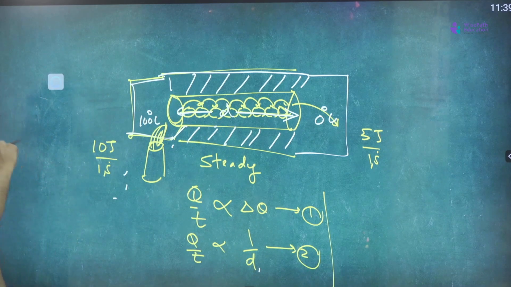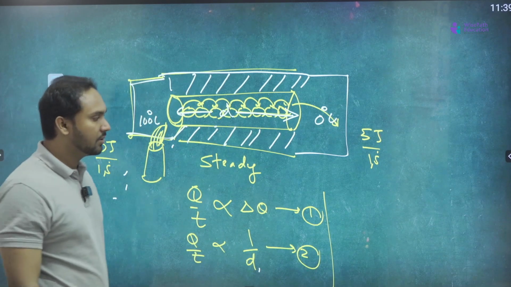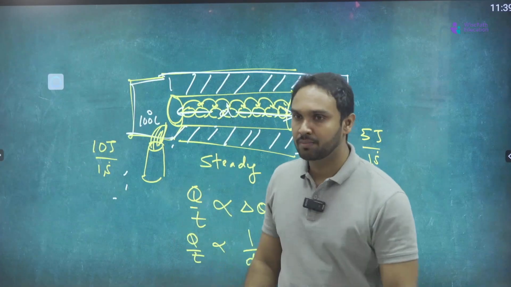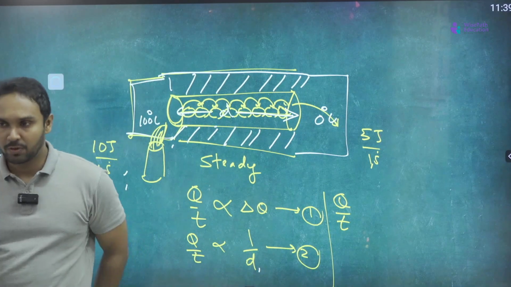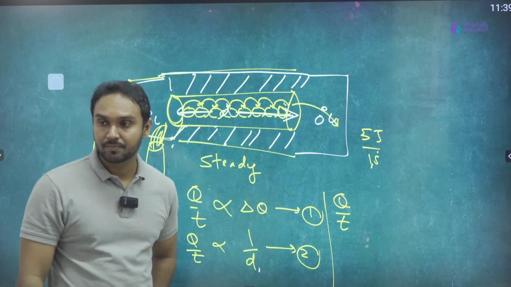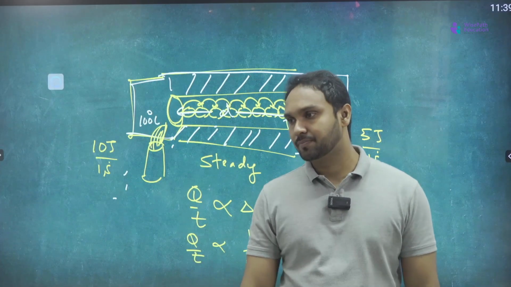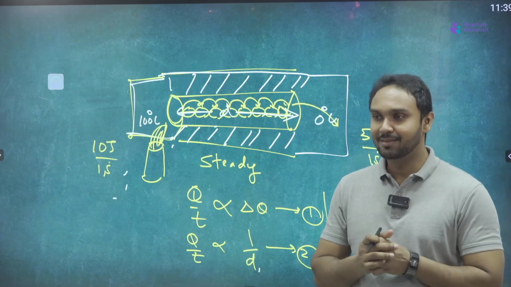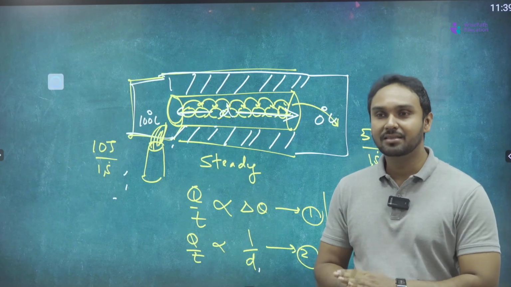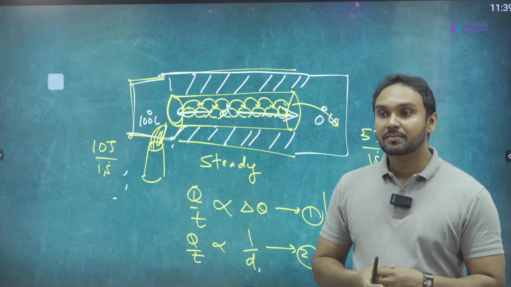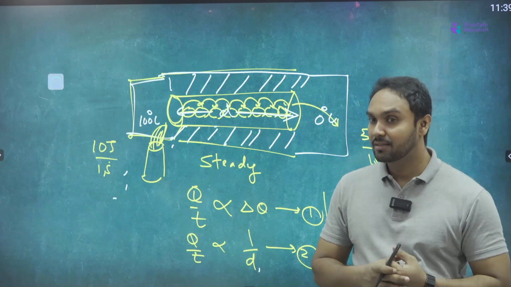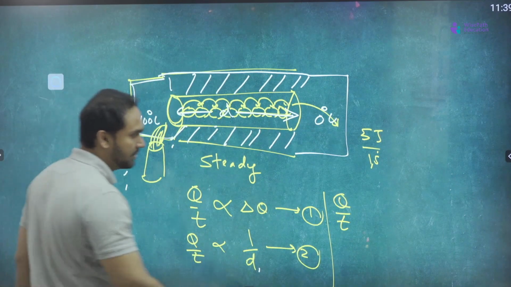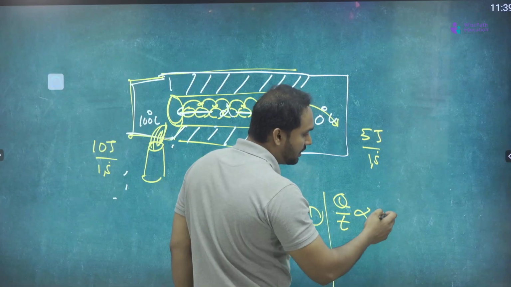Third formula. That is the cross-sectional area. Could you tell me how it is proportional to Q over T, the rate? Directly. That is directly proportional. You don't have to explain everything. Give the answer, that is enough. So what happens when the cross-sectional area increases? The rate the heat flows is increasing. Yes, the rate the heat flowing is increasing. So it's directly proportional to the cross-sectional area.